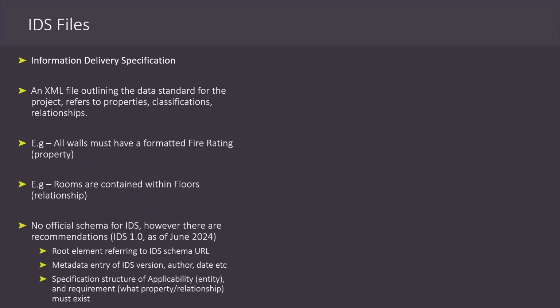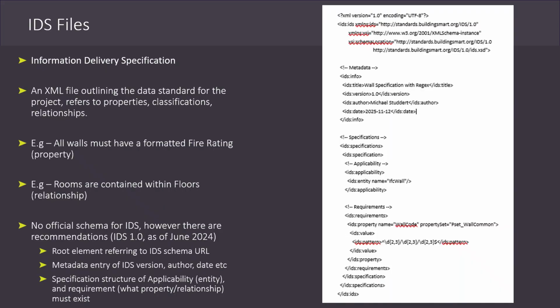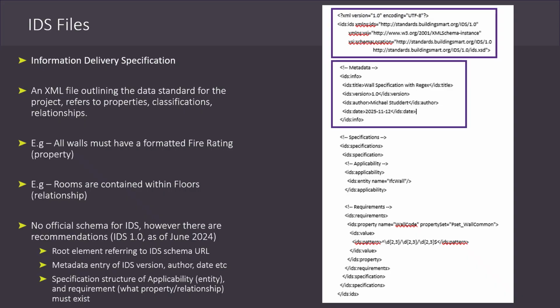This is an example I just kind of whipped up in AI just to give you an idea of what an IDS looks like. So the root element that it's referring to is the top one up here. So it's got more of the metadata stuff and referring to the schema URL and where you can find that. Then the next one is providing actual metadata, so authors and the title of the specification.